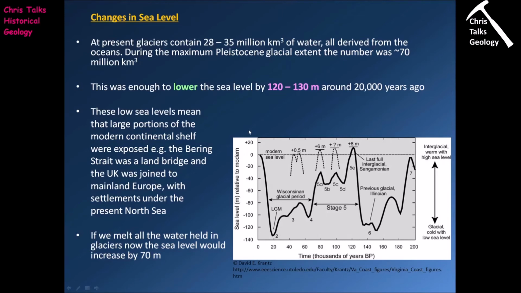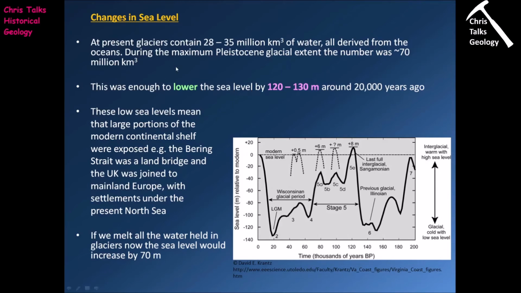Now, obviously, the expanse and retreat of the ice sheets is going to have a very significant effect on sea levels. So at present, glacial ice contains about 28 to 35 million cubic kilometers of water, and this has all been derived from the oceans. So obviously, if all of this ice was to melt, all of that water would return to the ocean basins, and we would obviously have a rise in sea level.